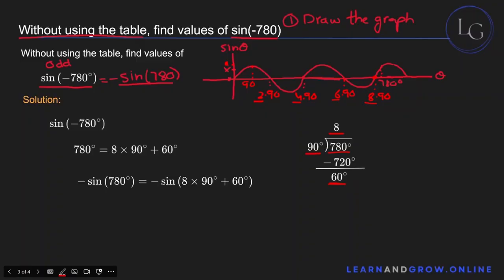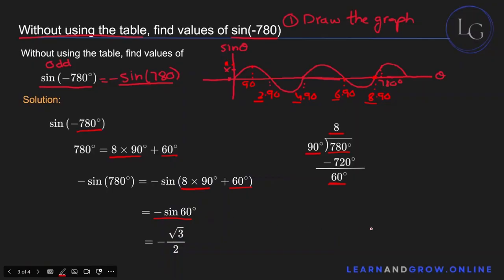So here's what you do. You replace the 780 with 8 times 90 plus 60. Now 8 times 90 is an even multiple of 90 degrees, which means that this entire thing becomes 0. And you move on from that point by 60 degrees, right? So sine 780 is basically just equal to sine 60. So negative sine 780 is equal to negative sine 60. And as we all know, that is equal to negative under root 3 by 2, because sine 60 is equal to under root 3 by 2.